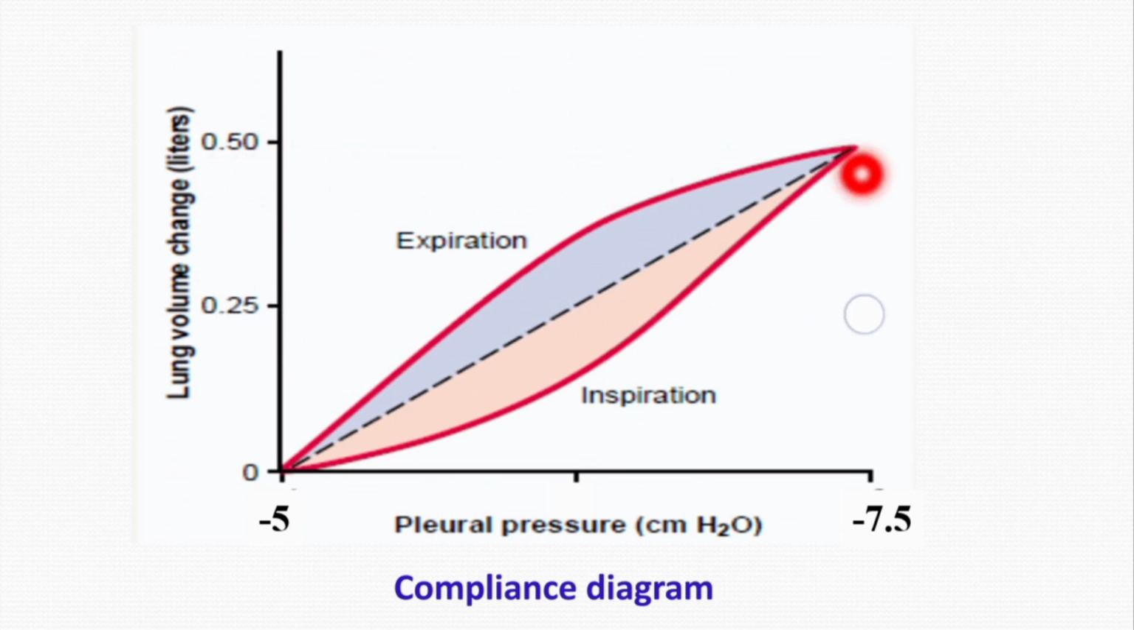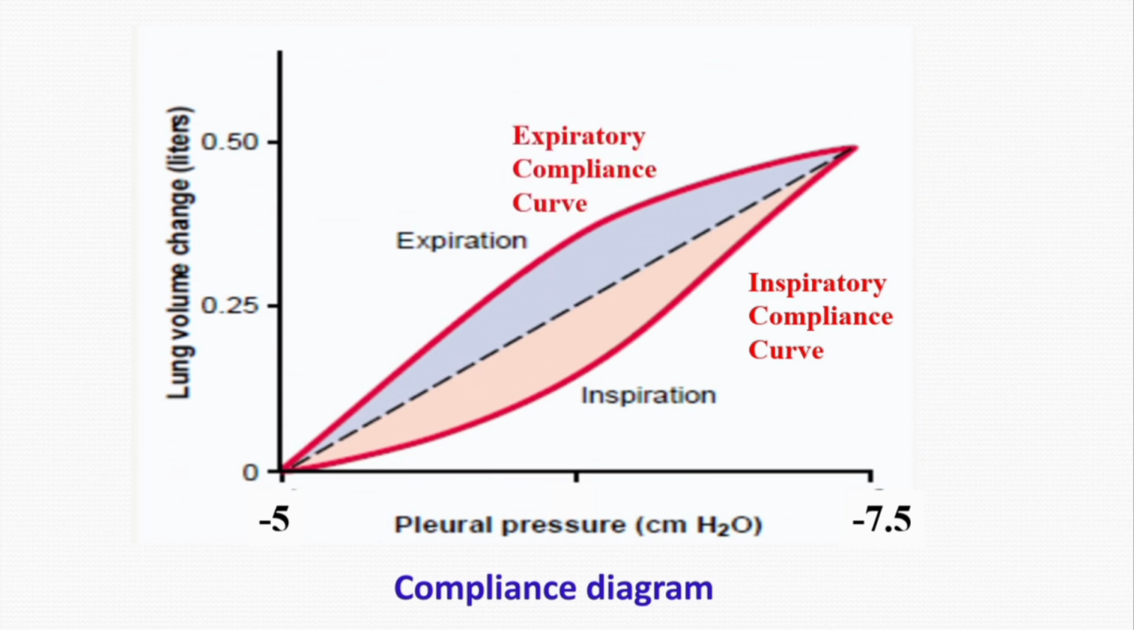the air. So in one complete inspiration we have breathed about 0.5 liter or 500 ml of air, which is called tidal volume. Then during expiration the reverse happens, the pleural pressure becomes less negative, and due to that expiration occurs and air is blown out. This curve is called the inspiratory compliance curve, and this curve which shows expiration is called the expiratory compliance curve. Together these two curves form the compliance diagram.